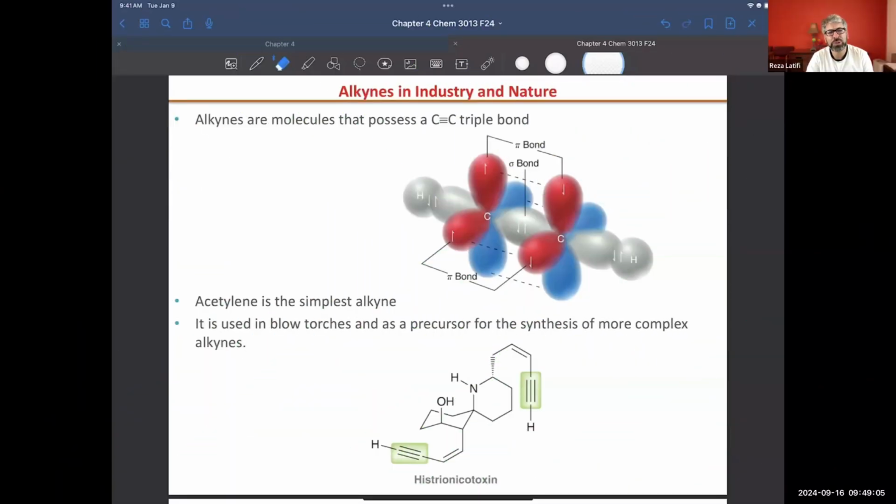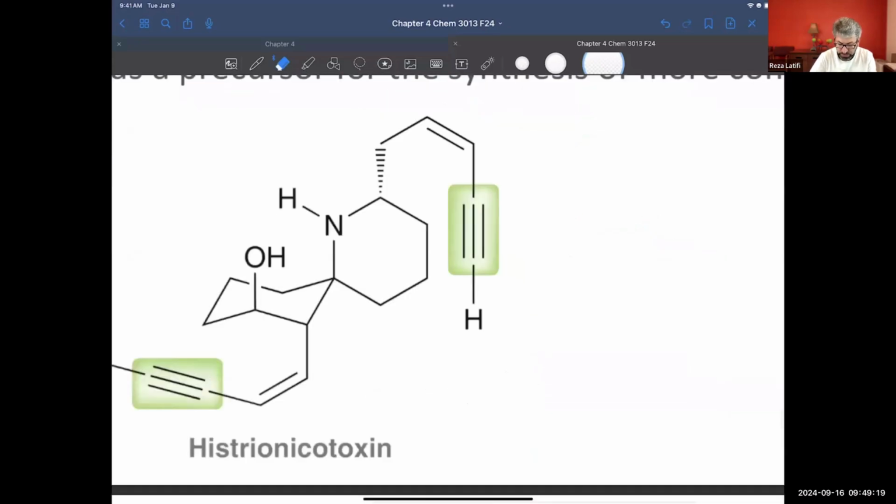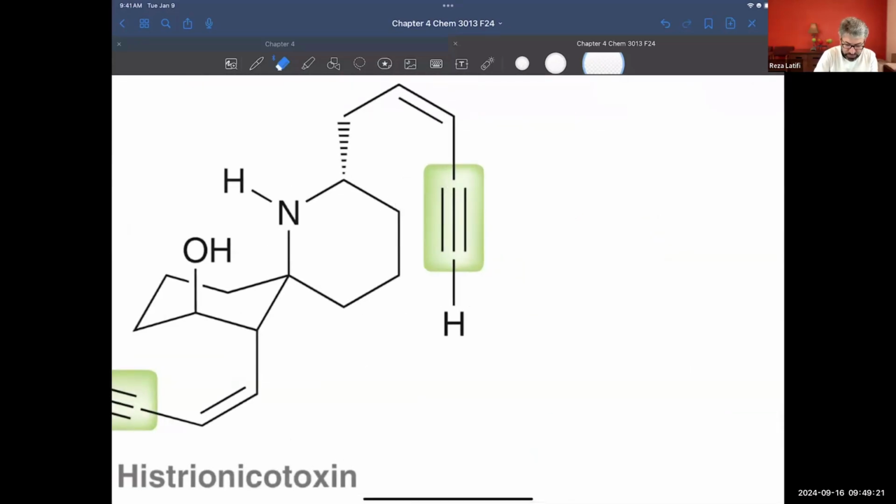Welcome back to another lecture from organic chemistry. In this lecture, we're going to go through alkynes. In alkynes, we will have a triple bond. That means there will be an unsaturated carbon, and the degree of unsaturation will be 2 because we have 2 pi bonds. So the first one will be a sigma bond, and then we have two pi bonds.